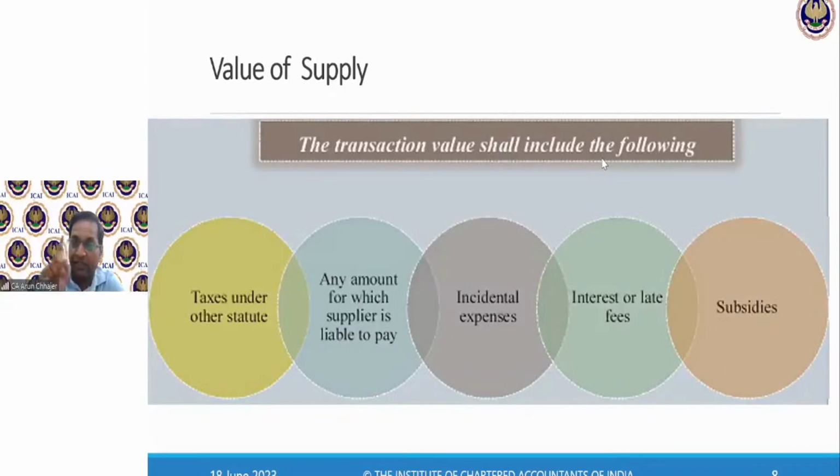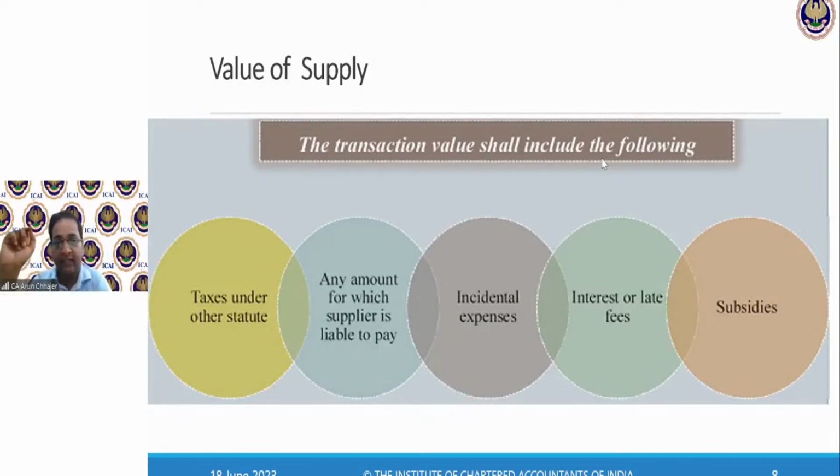So first, from the chart, try to remember the name. What are the 5 things? First is the taxes. Second is any amount for which the supplier is liable to pay. Third is incidental expenditure, fourth is interest or late fees, and fifth is subsidy.